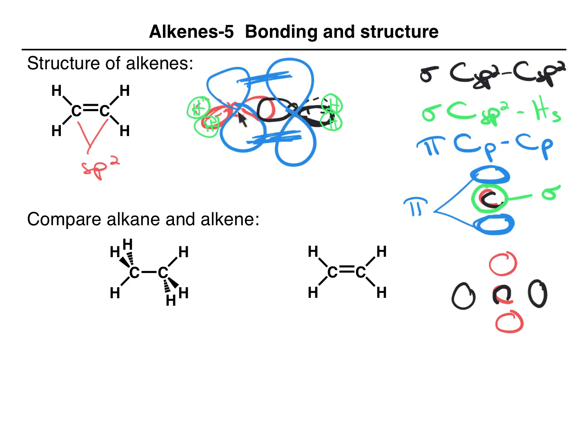So while we can rotate with a single bond, we cannot rotate with a double bond because it would break the pi bond. And we're going to see an important consequence of that in just a moment.